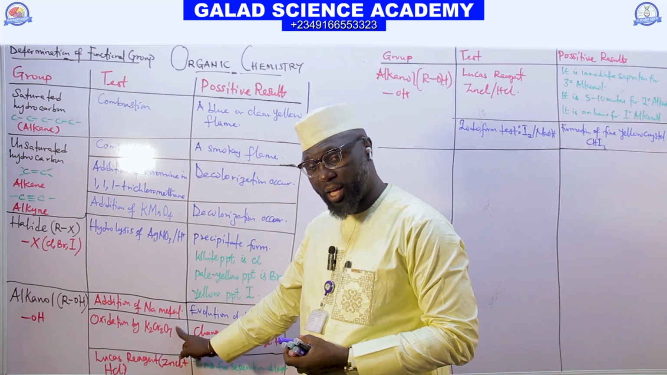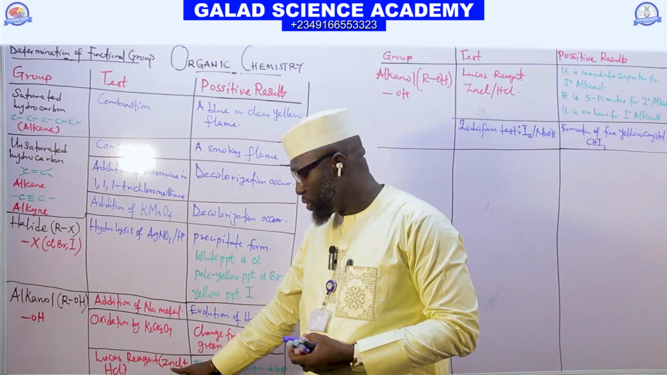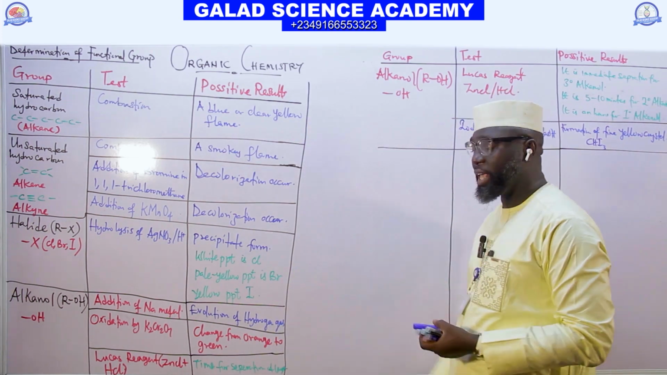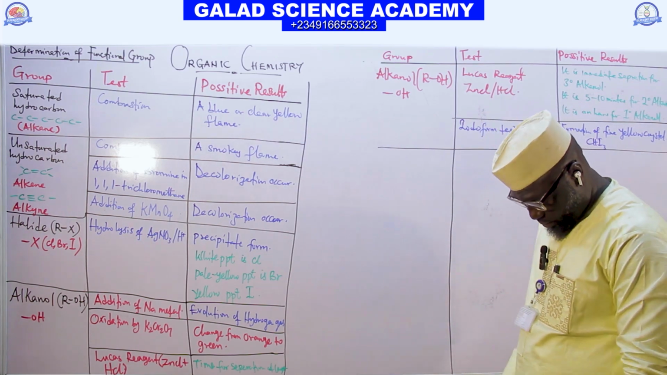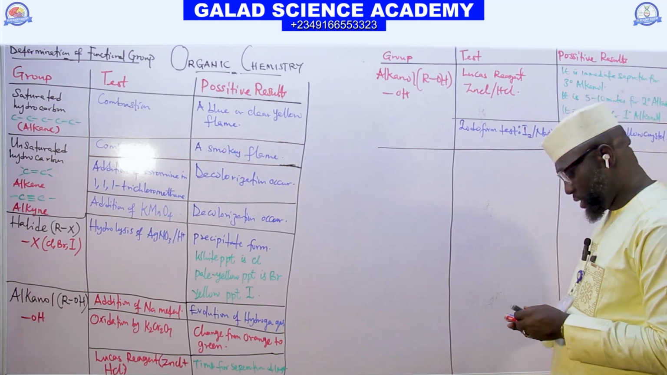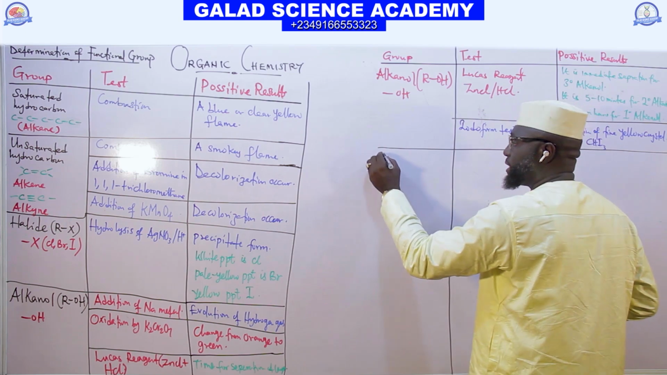Sodium metal, oxidation by K2Cr2O7, Lucas reagent, and iodoform. Those are the four reagents that you can use to test for alkanol. The next one is aldehyde.